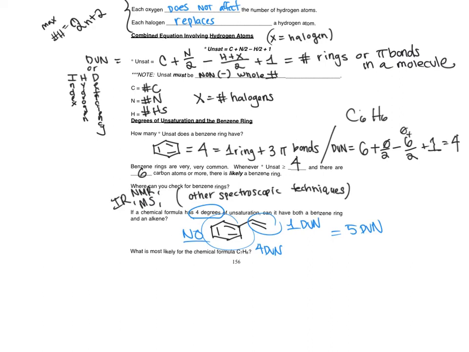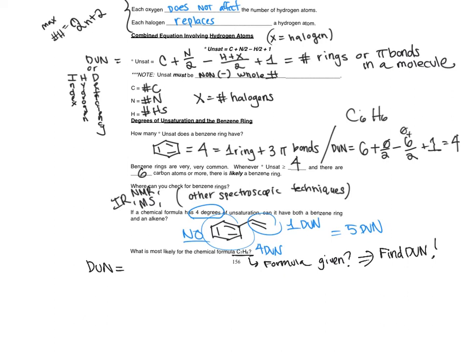Let's do another one. This DUN is actually pretty powerful, because we can come up with a reasonable structure. What's the most likely structure for C7H8? Okay, so let's calculate the DUN. That's what you always want to do. If you're given a formula, you get the DUN right away. So I'm going to write that out because that's a huge deal. Formula given, find DUN. That's a gift if you're given the formula. It's not always happening.